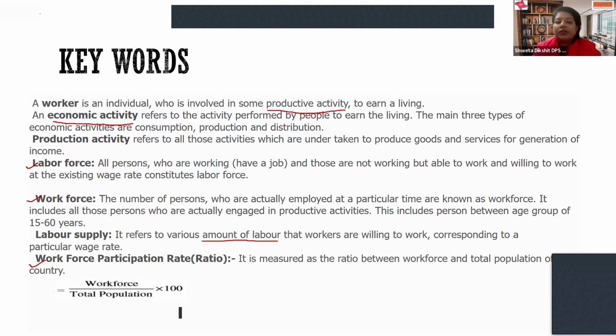Now, workforce participation rate. It's associated with the ratio. Here you should focus on this ratio. It's calculated how? Workforce upon total population into 100. I repeat, workforce upon total population into 100. This particular slide is very important in respect to the one markers as well as to the MCQ, to the match the following type of questions.